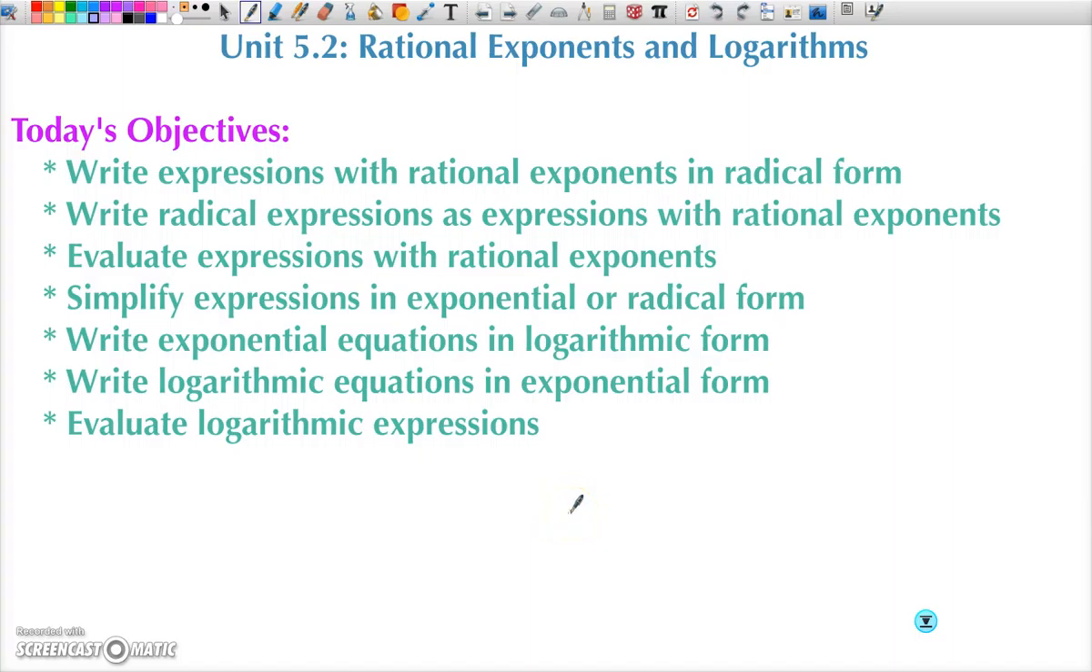Getting into the second section of this unit, it seems a little bit overwhelming with the objectives and what we're going to do, but it's so easy and there's so much that you can do in the calculator that it really isn't nearly as much as it seems. So we are going to use rational exponents and switch from radical form to rational exponents and rational exponents to radical form. So that's those first two. We'll evaluate some expressions, which is calculator based, simplify expressions in exponential or radical form, and then we will use exponential equations. We'll write them in log form, and then we'll take log equations and write them in exponential form, and then we'll evaluate, which is also calculator based. So it's really not too bad.